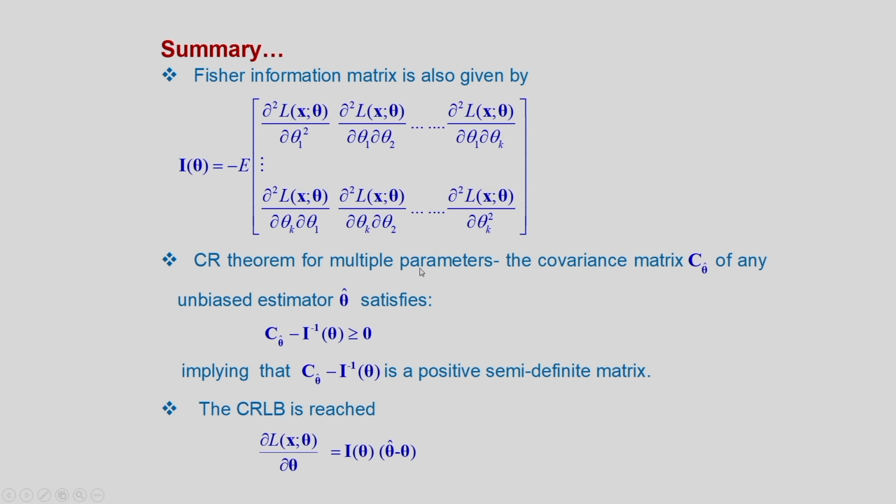Cramer-Rao theorem for multiple parameters. The covariance matrix C of theta hat, of any unbiased estimator theta hat, satisfies: covariance matrix minus inverse of information matrix is always greater than or equal to the 0 matrix. This implies that covariance matrix minus inverse of information matrix is a positive semi-definite matrix. And similarly, this CRLB is reached if ∂L/∂θ, this is a vector, is equal to I(θ) matrix times (theta hat minus theta) vector.